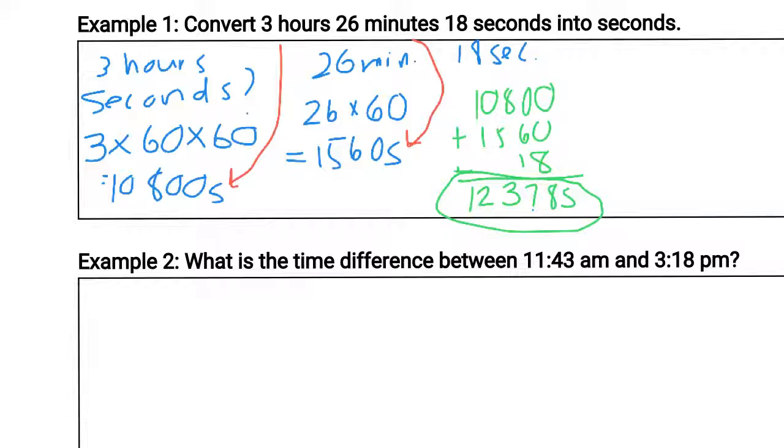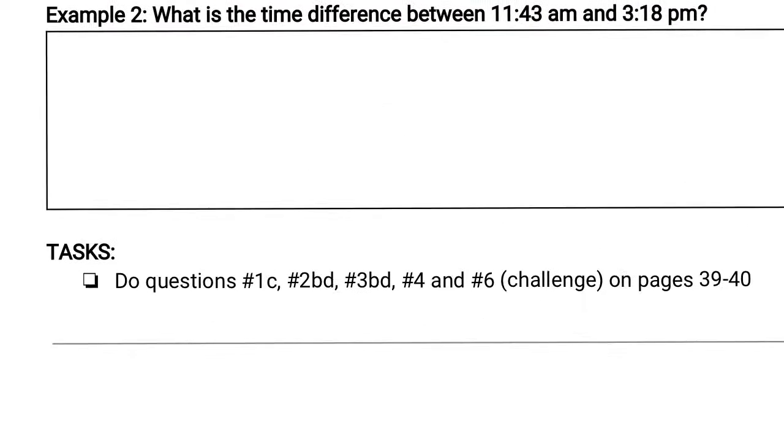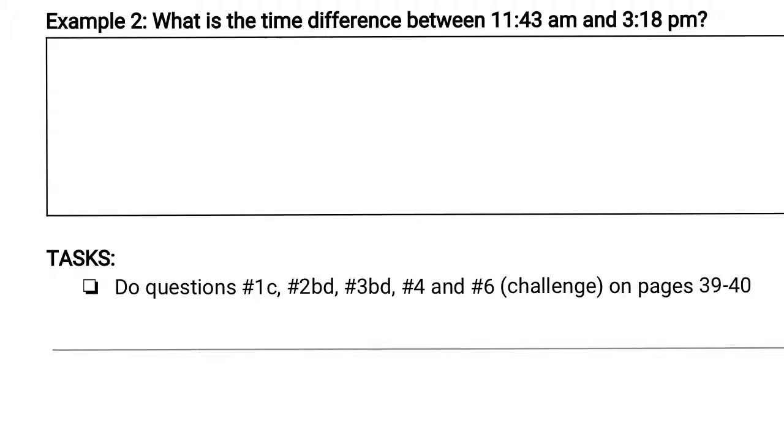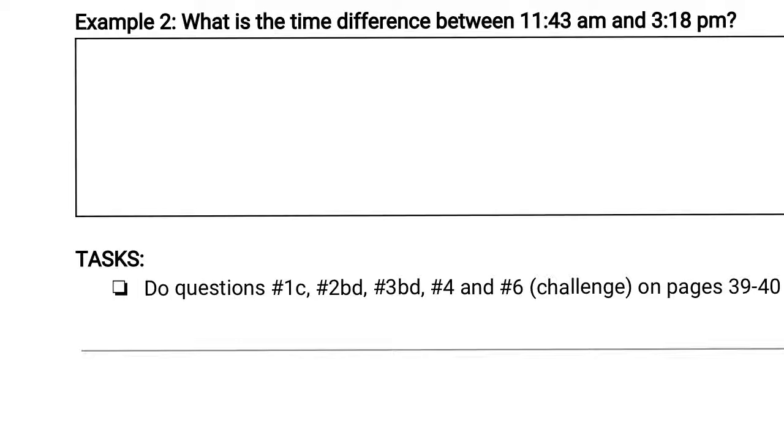Pretty straightforward there, nothing too crazy. Looking at this one, it says, what is the time difference between 11:43 a.m. and 3:18 p.m.? So let's tackle that. If I think about 11:43 a.m., I need 17 minutes to get to noon. And noon is a really good benchmark here. So I need 17 minutes to get to noon.